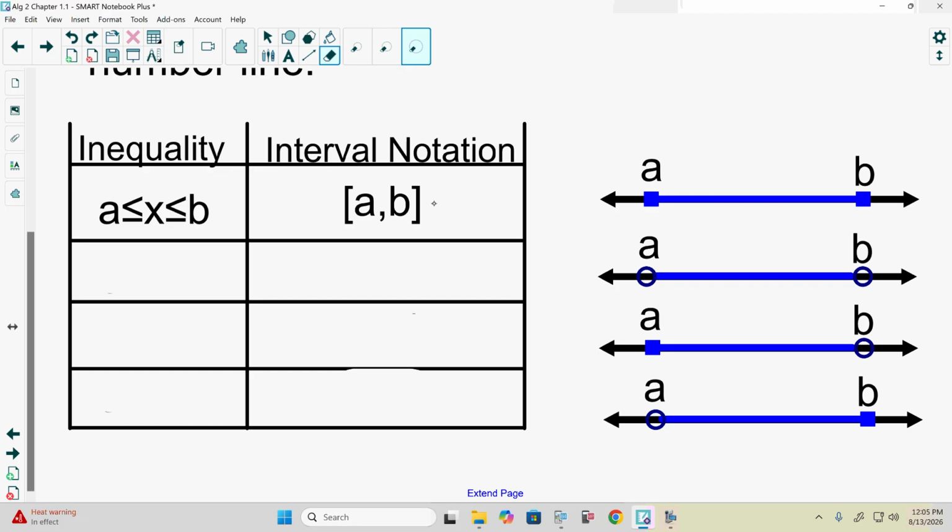So that's all that's saying there. Or, we don't have to include either endpoint. A is less than X is less than B. They're both open.